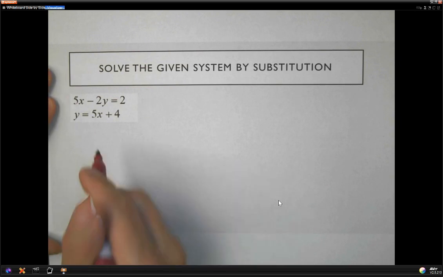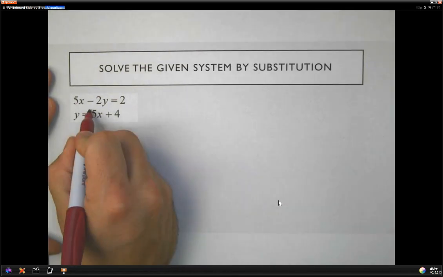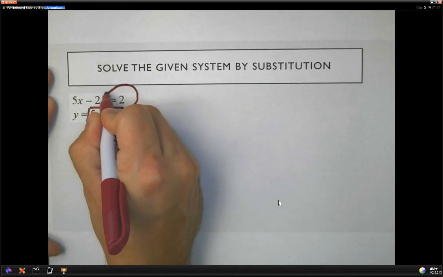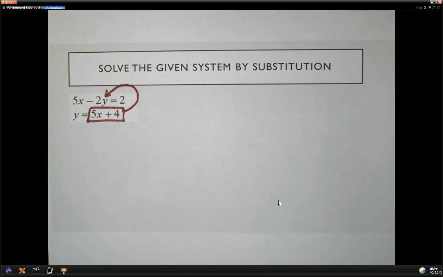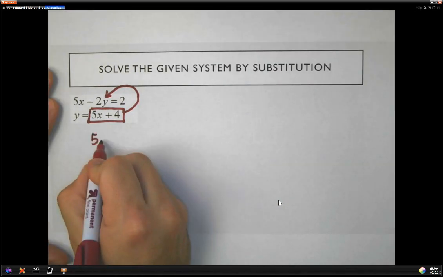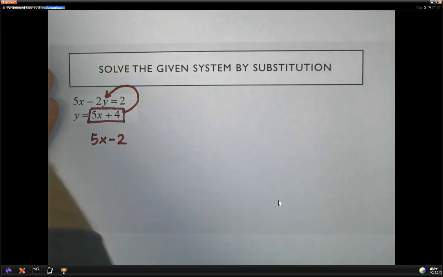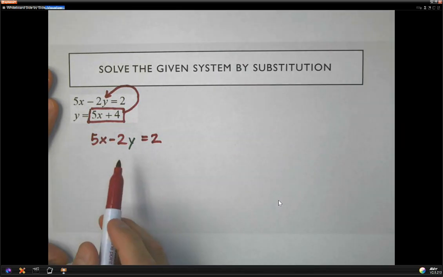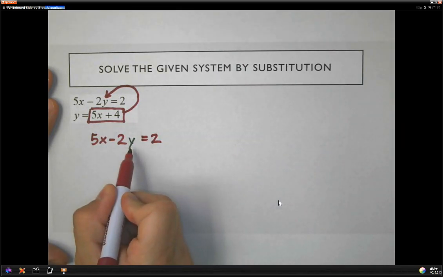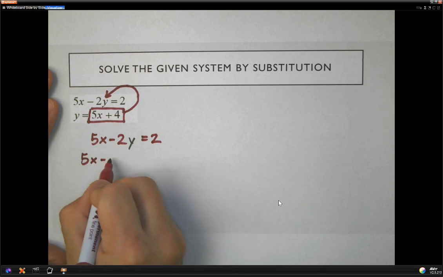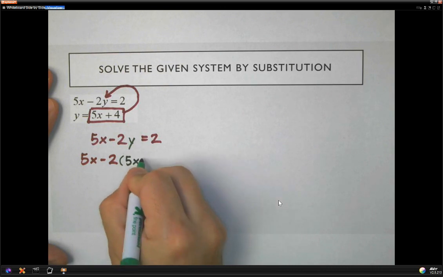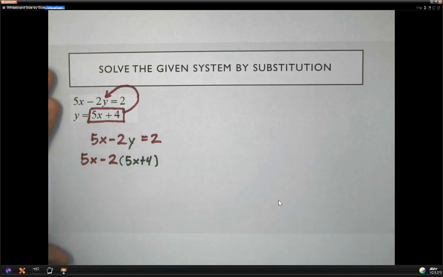So because this one is solved for y already, I am going to take what y is and I am going to substitute that in for y in the other equation. So I'm taking the first equation, 5x minus 2 times y, which is going to be equal to 2. We're taking that first equation and we are replacing the y. So I get 5x minus 2, now instead of the y, I'm going to plug in what y was equal to from the other equation, which was 5x plus 4, and that's all going to be equal to 2.